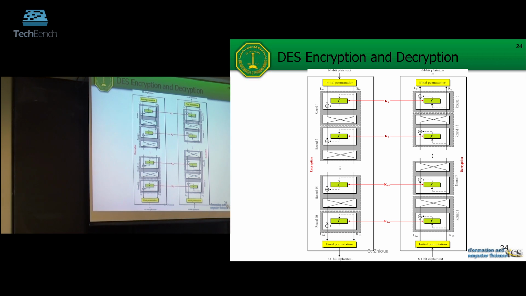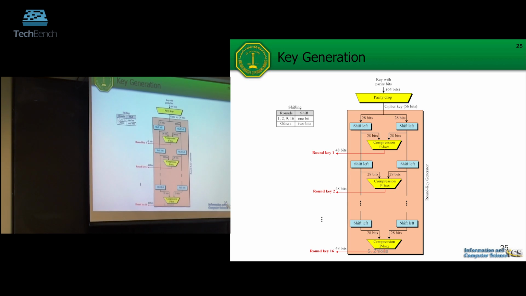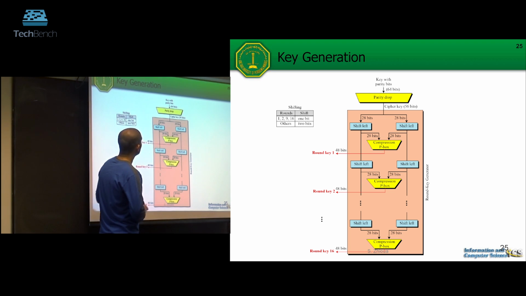So you have one big key, but you use it in 16 different ways by choosing bits. The one big key is used to generate 16 other keys. We're going to see this is the algorithm for key generation. So you start by 64 bits.